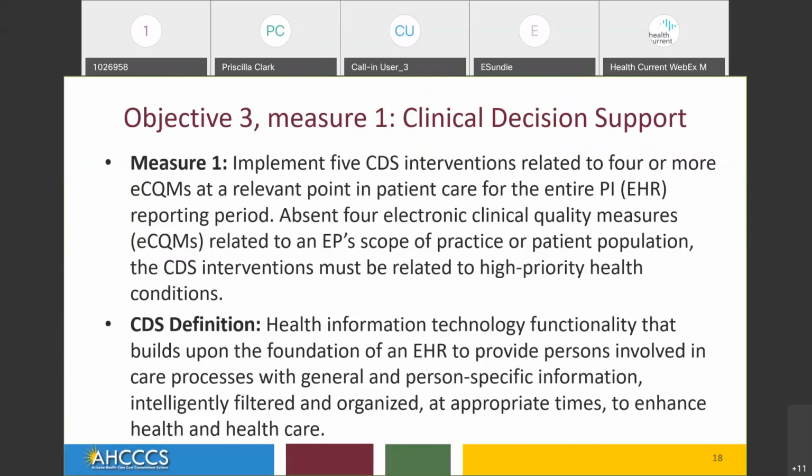Absent 4 electronic ECQMs related to an EP's scope of practice or patient population, the CDS interventions must be related to high-priority health conditions. CDS is defined as health information technology functionality that builds upon the foundation of an EHR to provide persons involved in care processes with general and person-specific information, intelligently filtered and organized at appropriate times to enhance health and healthcare.